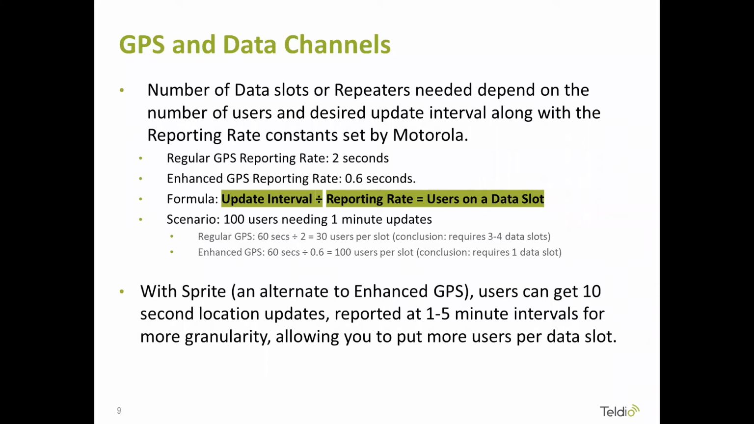So you can work backwards and say how many slots to get 60 seconds, or if we just want one slot and we're doing regular GPS, how many seconds is the update interval? So you can do it either way. Enhanced GPS, you can see, speeds up the updates and can actually help you cut down on the number of data slots or repeaters that you need.